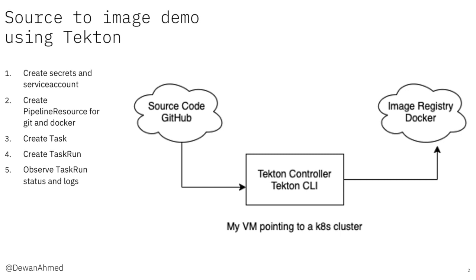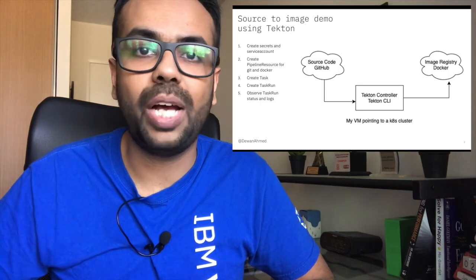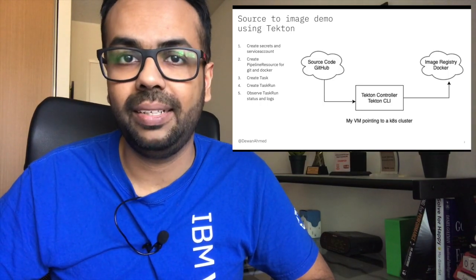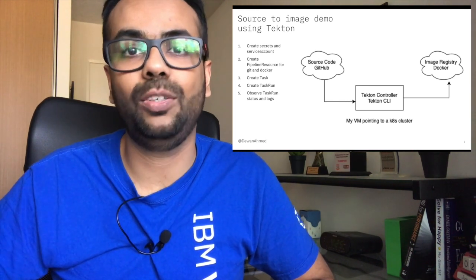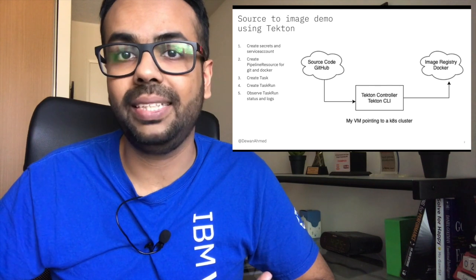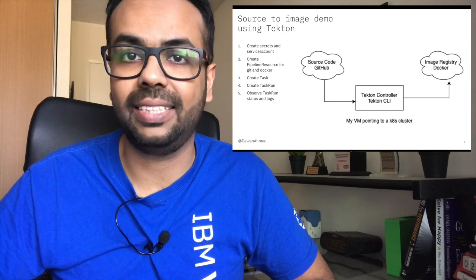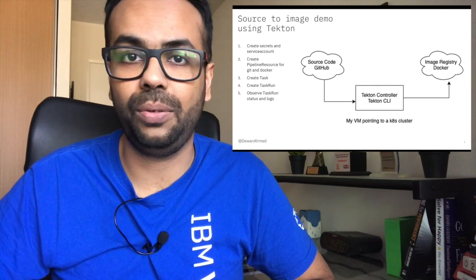Step 1, we create the Kubernetes secret and service account. Step number 2 is where we create the Tekton pipeline resources. In steps 3 and 4, we create the task and task run. And finally, we observe the task run for status and logs. Now you might wonder why we're not using a pipeline here. Since this is one simple task, usage of a pipeline is overkill. A pipeline makes sense where you have multiple tasks, which is likely in your production workload.